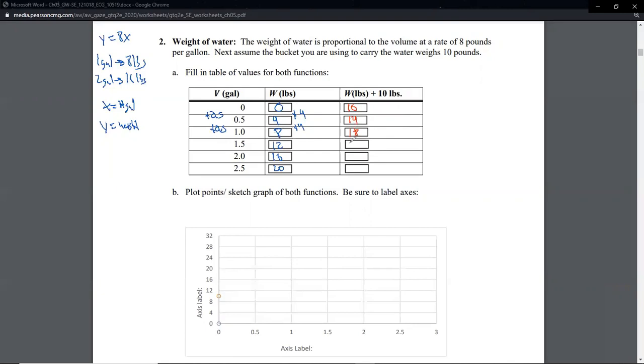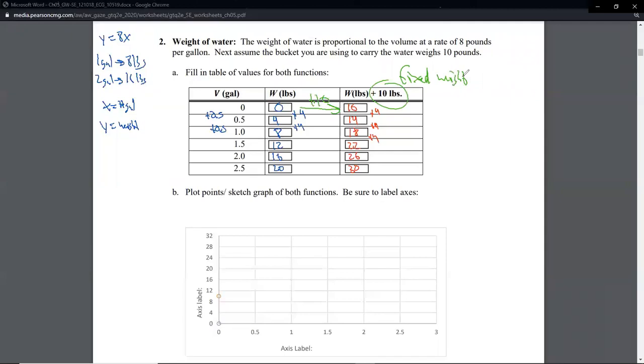12 pounds of water would be 22 with the bucket. 16 pounds of water would be 26 with the bucket. 20 pounds of water would be 30 pounds with the bucket. Now again, the change in this red every time goes up 4, up 4, up 4. But to go between the blue and the red, you're adding 10 because that's what the bucket's fixed weight was. The water is a variable weight because we're allowing ourselves to put different amounts of water in. We're not having different weights of buckets.